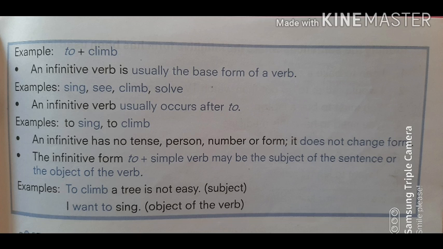The infinitive form, to plus simple verb, may be the subject of the sentence or the object of the verb. In the previous exercise, let us learn, we had seen those sentences. In those sentences also, the infinitives were used in different places. So it can be subject, object or subject complement. This we have learnt in the PPT video also. Now see here two examples are given. First example, to climb a tree is not easy. Here to climb is the subject. I want to sing. Here to sing is the object.